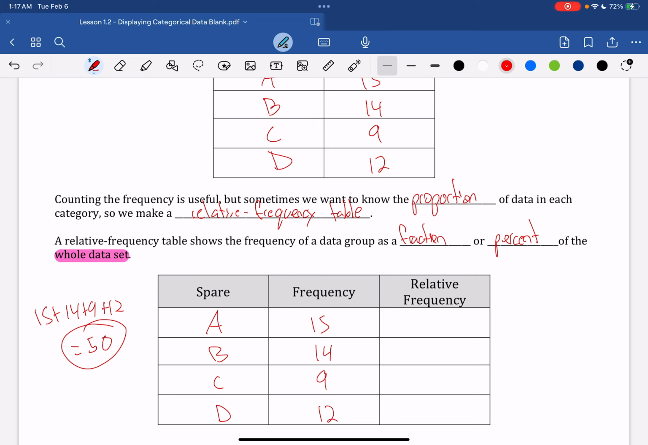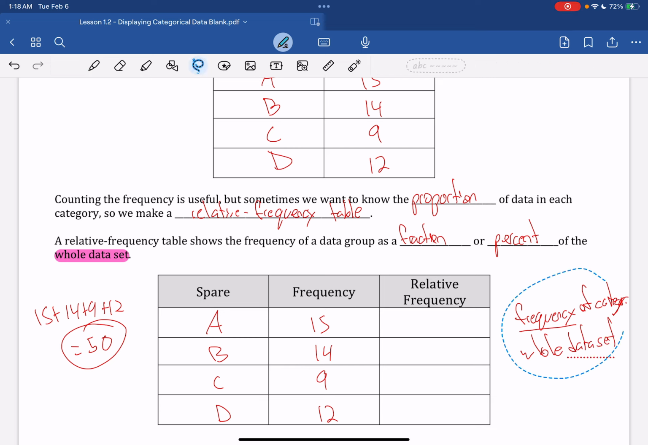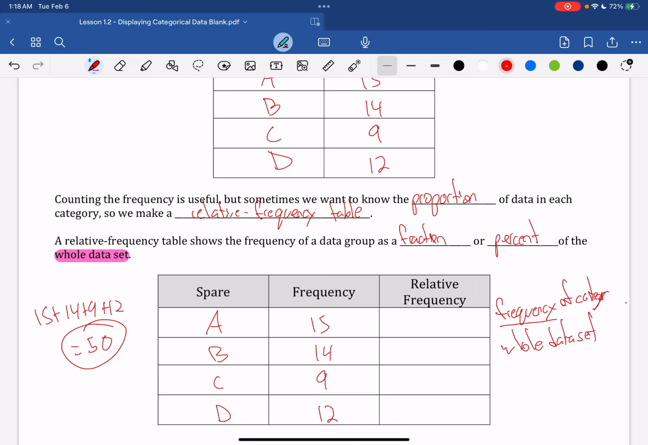Now for a relative frequency, we're looking at it as a fraction of each category over the whole data set. So if we're thinking about this fraction, I'm going to have the frequency of the category over the entire data set. That's going to give me the fraction to use. So if I build it for this first one, I know my whole data set is 50 students. And then the frequency for spare A is 15.